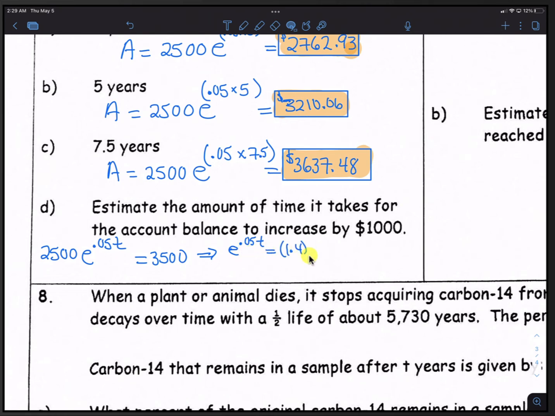Now we'll convert this into a log. Since it's base e, we're going to use ln, or natural log. So 0.05t is the natural log of 1.4. And then we'll need to divide by 0.05 on both sides. So t is the natural log of 1.4 divided by 0.05. And now we put that in our calculator. And we get t is equal to 6.73 years.